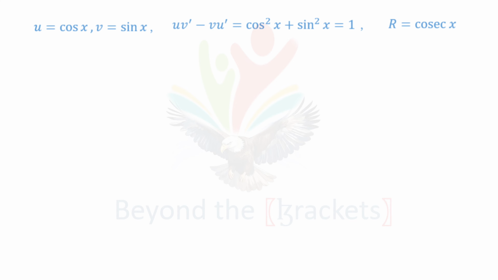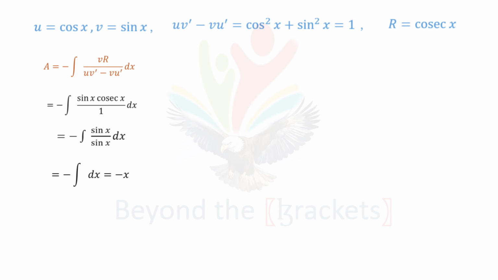A is given by the formula minus integral of v into r, where r is the RHS of the given equation, divided by the Wronskian, with respect to x. Substitute the values, we get minus integral of v is sin x, r is cosecant x, divided by the Wronskian which is 1, with respect to x. Here cosecant x can be written as 1 by sin x. So the sin in the numerator and in the denominator cancel out. We are left with minus integration of dx, so that will be minus x.